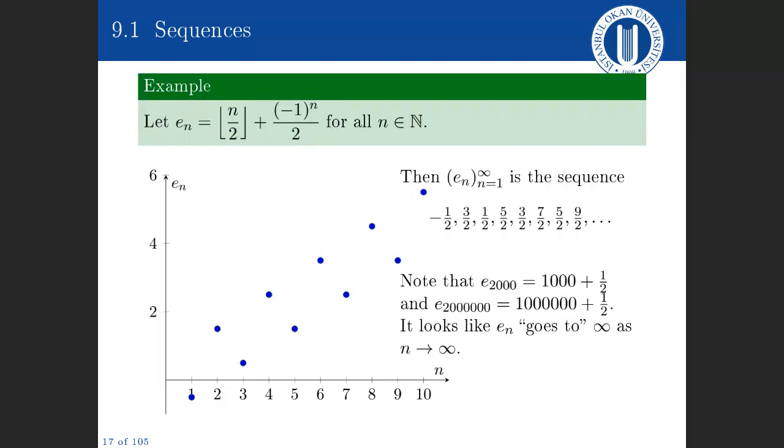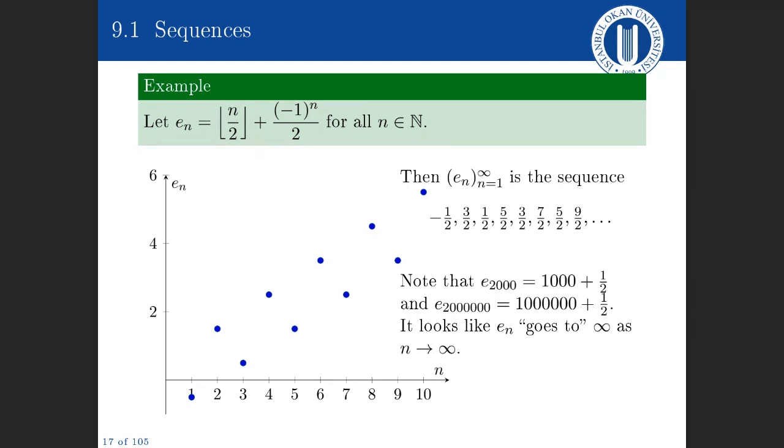Using the floor function, we can define the sequence e_n, the floor function of n over 2 plus (minus 1) to the power n over 2. And I can tell you that this is the sequence minus 1/2, 3 over 2, 1/2, 5 over 2, 3 over 2, 7 over 2, 5 over 2, 9 over 2, etc.